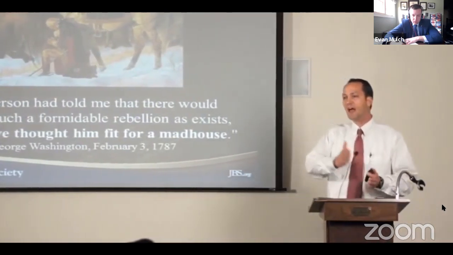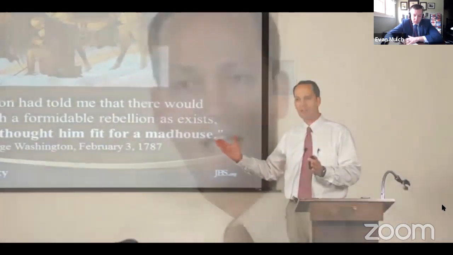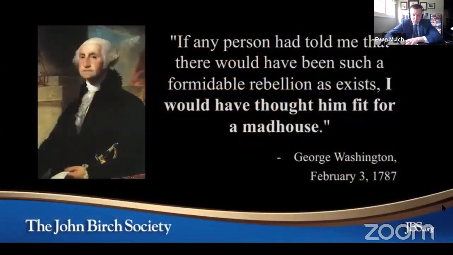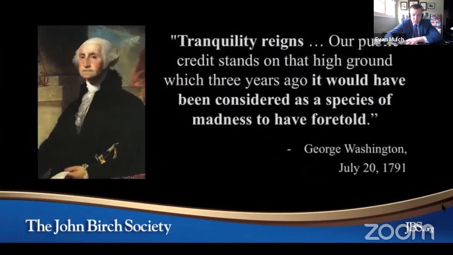From 1789 to the next quote, 1791, we have a 2-year span of living under the Constitution. Notice how different his statement becomes after just 2 years. He now says, "Tranquility reigns. Our public credit stands on that high ground, which 3 years ago, it would have been considered a species of madness to have foretold." That's kind of the same statement he said before, only in reverse now.